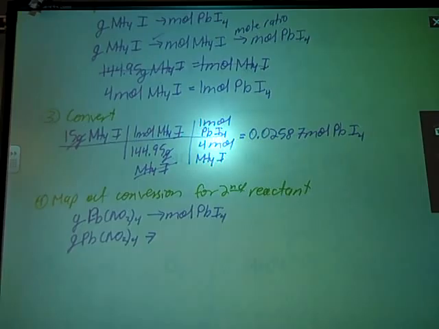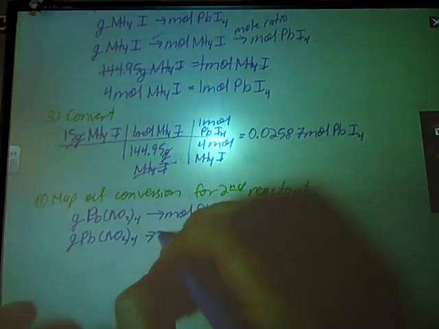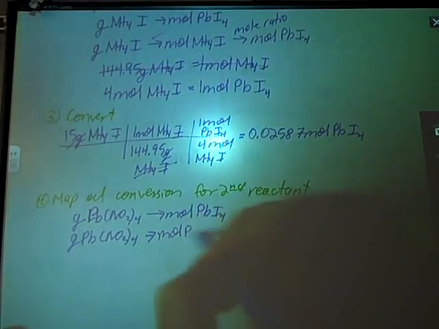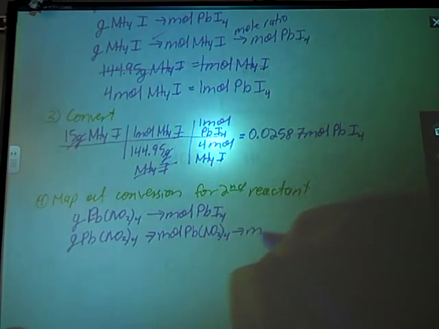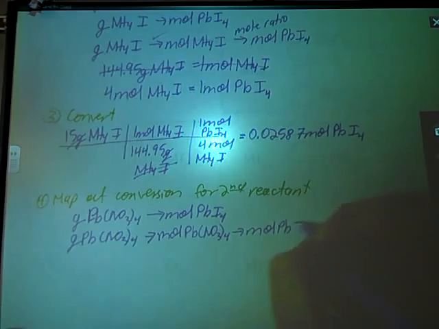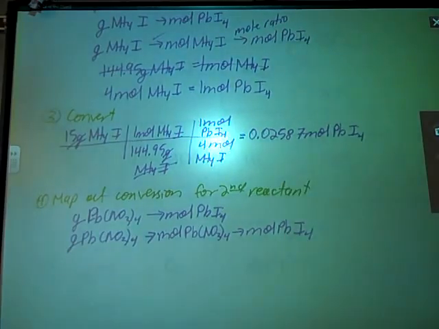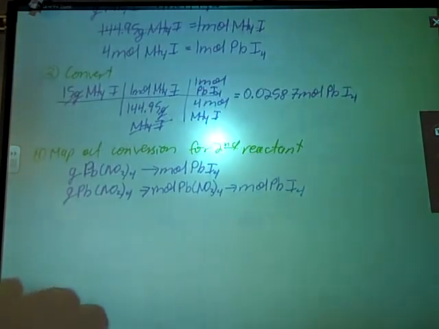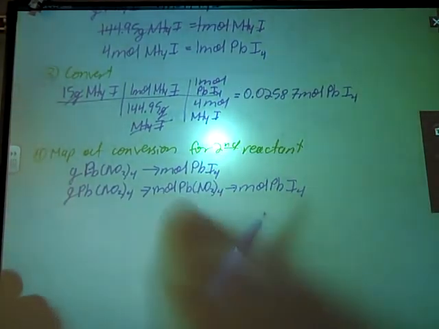So, grams to moles of my reactant. And then 2 moles of my product. 2 arrows, 2 conversion factors needed. So, first things first, formula mass to get me from grams to moles.